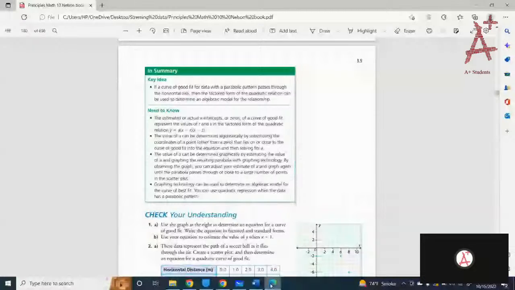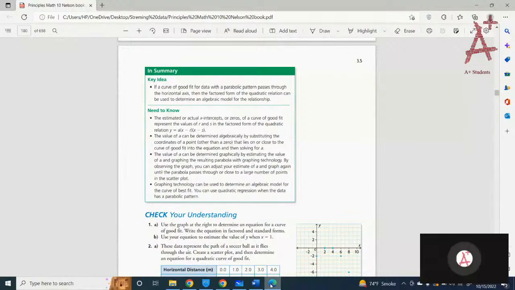Okay, key idea. If a curve of good fit for data with a parabolic pattern passes through the horizontal axis, then the factored form of the quadratic relation can be used to determine an algebraic model of the relationship. That means if the curve of good fit is passing through the horizontal axis, that means the x-axis, then we can find the factored form of the quadratic relation equation. Got it? Okay, the estimated or actual x-intercepts or zeros of a curve of good fit represent the values of r and s in the factored form of the quadratic relation.